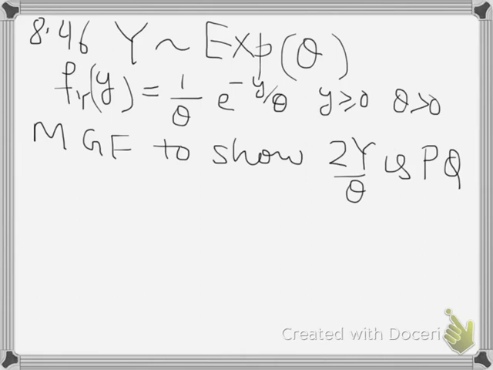But usually for these kinds of distributions, it's much easier to use the moment generating function technique. Remember, to prove that 2y over theta is a pivotal quantity, you have to show that its distribution is free of theta. So I have to somehow find its distribution, either by the distribution function method, the method of transformation, or the moment generating function. Because this problem specifies the moment generating function technique, that's what I'm going to use. So I need to find the moment generating function for my pivotal quantity.